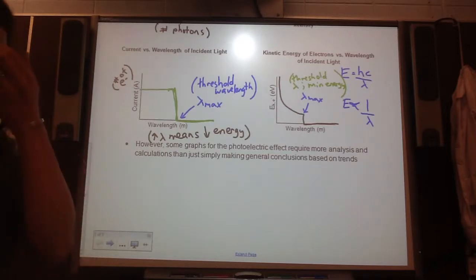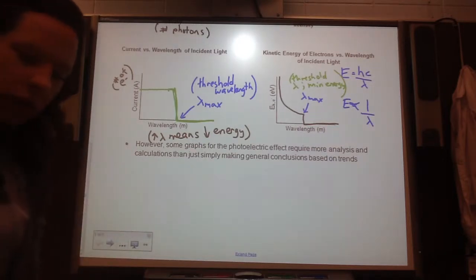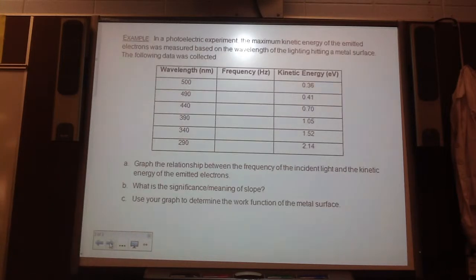However, some graphs for the photoelectric effect require a bit more analysis and calculations than just these conclusions. So let's look at one of these. These are actually, I kind of think they're fun. So let's try one out.